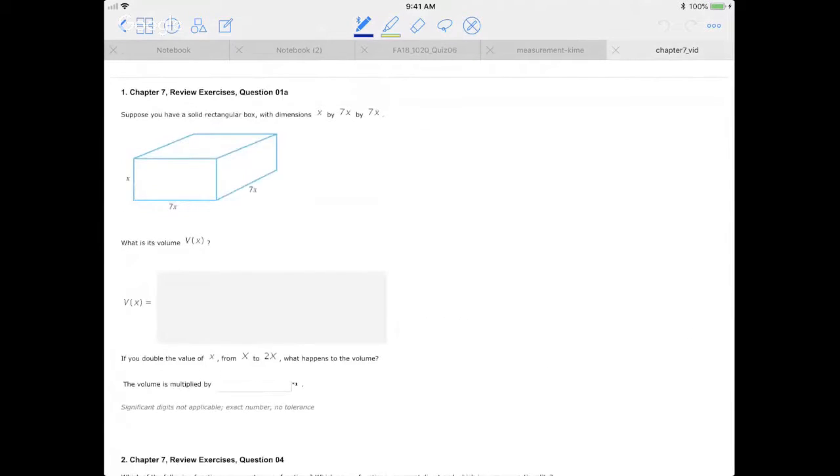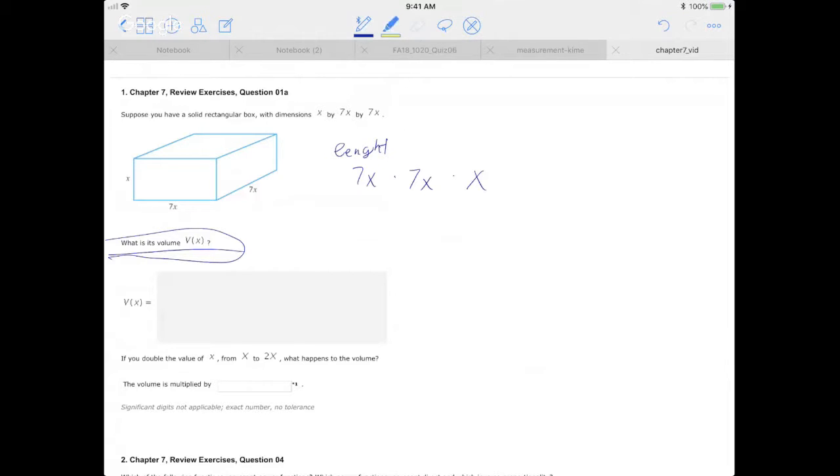There's the rest of them. Good. Okay. So here's a nice standard box problem. First thing they're going to ask us for, what is the volume V of x? Well, what do we do to get volume? I do length times width times height. Right. So length.